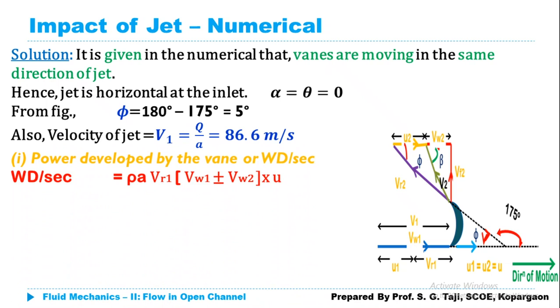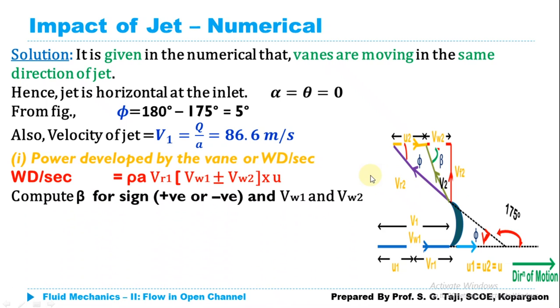So work done per second is given by rho a Vr1 in bracket Vw1 plus minus Vw2 multiplied by u. While considering this sign, plus or minus, we need to compute this beta. Initially I have considered here that beta is less than 90 degree, so with that consideration I have drawn this outlet velocity triangle. For the decision of the sign, positive or negative, we need to compute the beta.